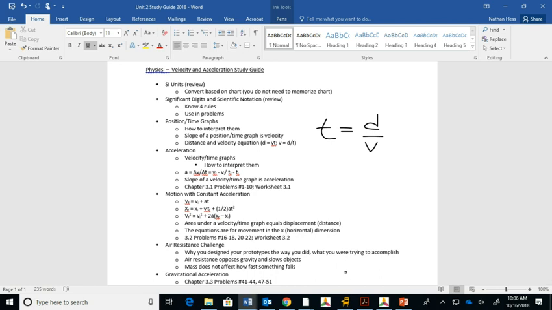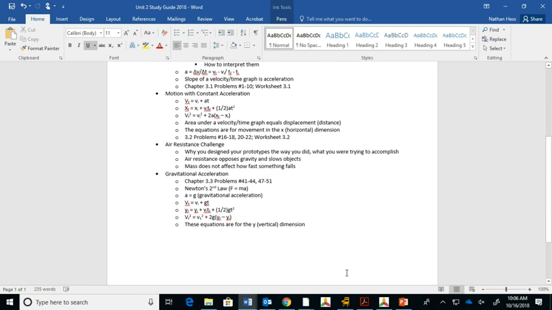Good. If I slide down here a little bit, the air resistance challenge: I want you to be able to tell me why you designed your prototypes the way you did, what you were trying to accomplish. I already asked you a question about that on your test. You should be able to explain to me why you did what you did.